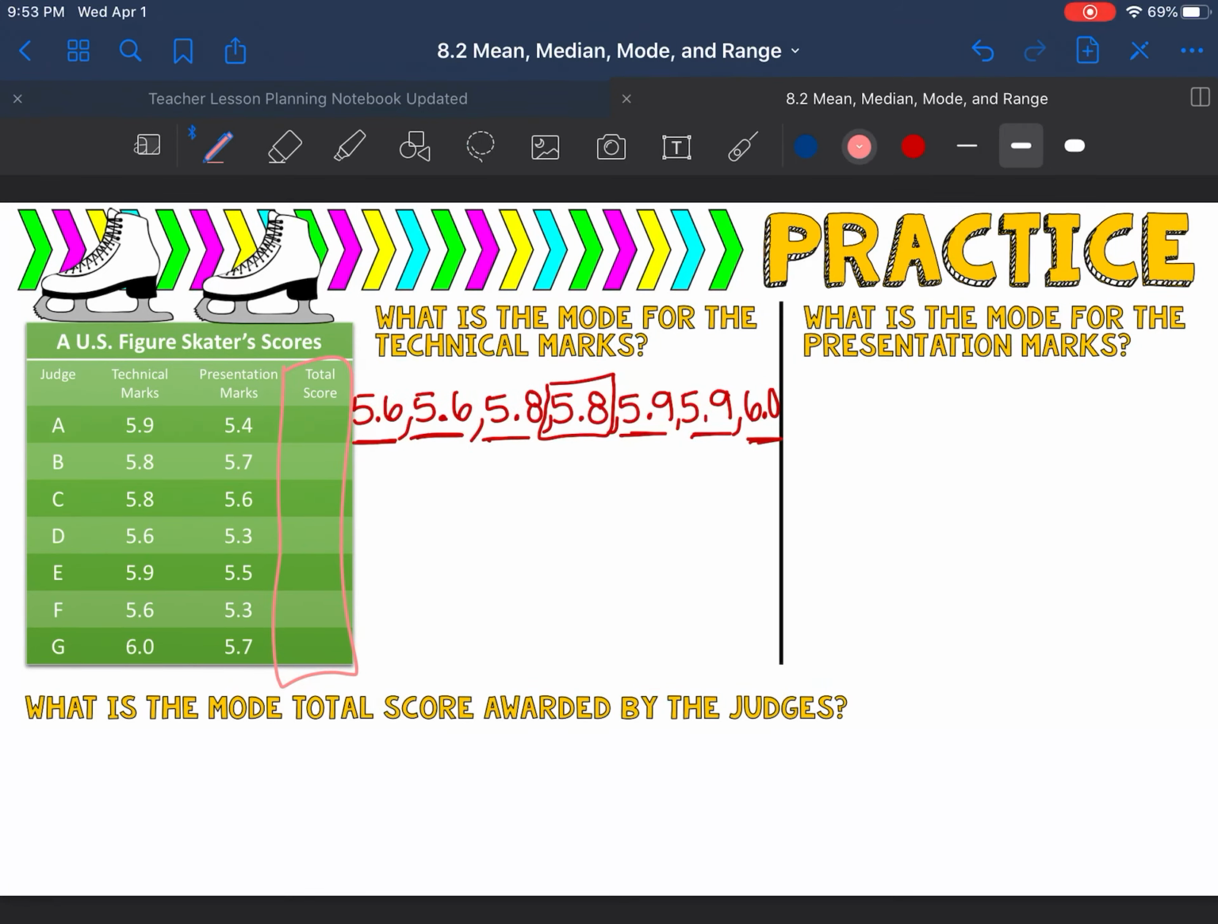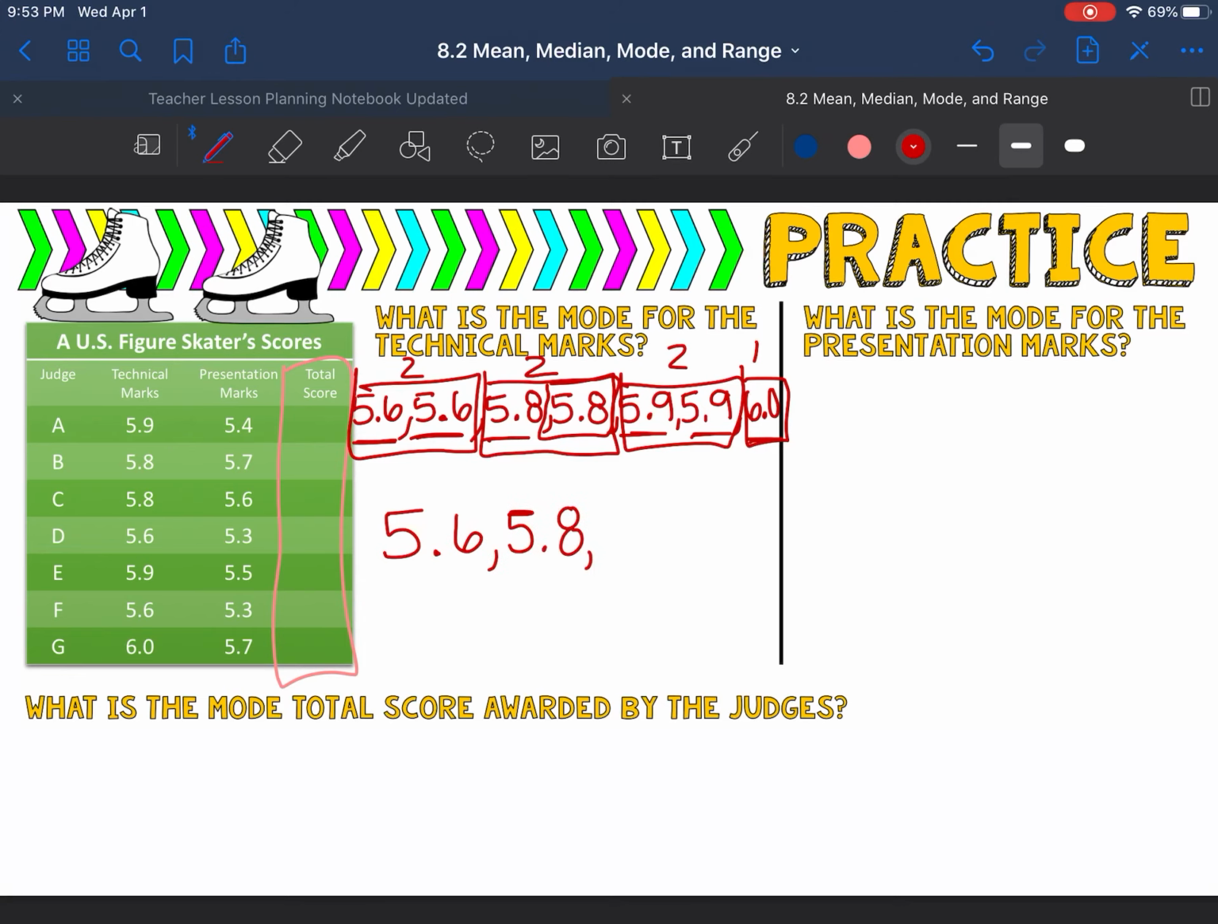All right, so we are going to see how many groups I have. So I have 5.6 and 5.6, 5.8 and 5.8. So there's 2 there, 2 there, 2 5.9s, and 1 6.0. So the mode is the most. What number repeats the most? Well, this time there's actually 3: 5.6, 5.8, and 5.9.